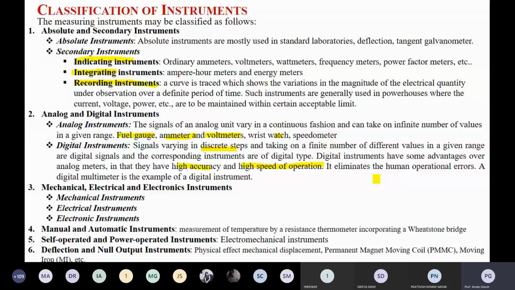The next classification type is called mechanical, electrical and electronic instruments. Mechanical instruments, that means the instrument is normally designed by mechanical procedures. Examples of mechanical instruments are the normal PMMC, meaning permanent magnet moving coil instrument, and the normal MI, that is the moving iron type instrument.